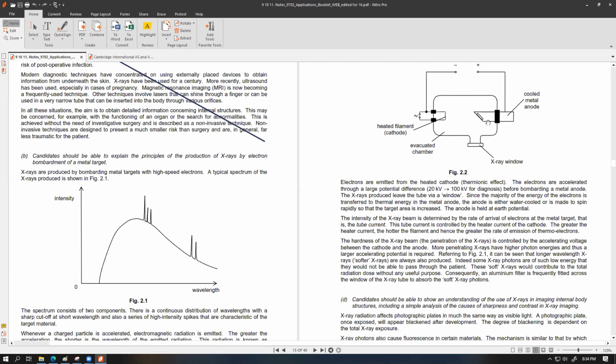So you would essentially expect or want these spikes to be closer to the lower wavelength, because lower wavelength means you have more energetic photons of high intensity. So you can have more penetrating power.